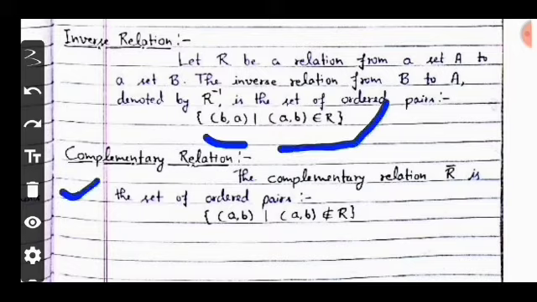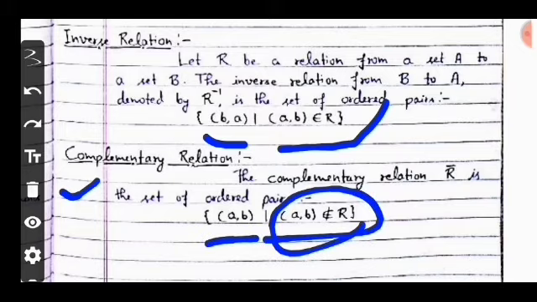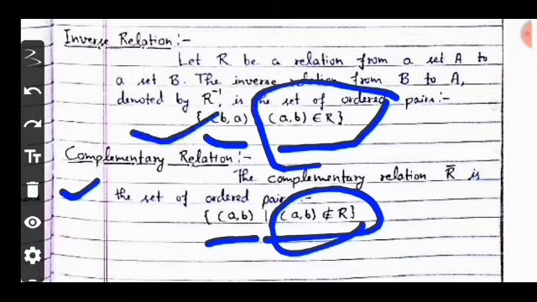Now move on, complementary relation. The complementary relation R bar is the set of ordered pairs (a, b) such that (a, b) does not belong to R. In the inverse, (a, b) belongs to R but the inverse is represented as (b, a), but in the complementary relation it is represented as (a, b). So these are the two main differences between inverse and complementary.